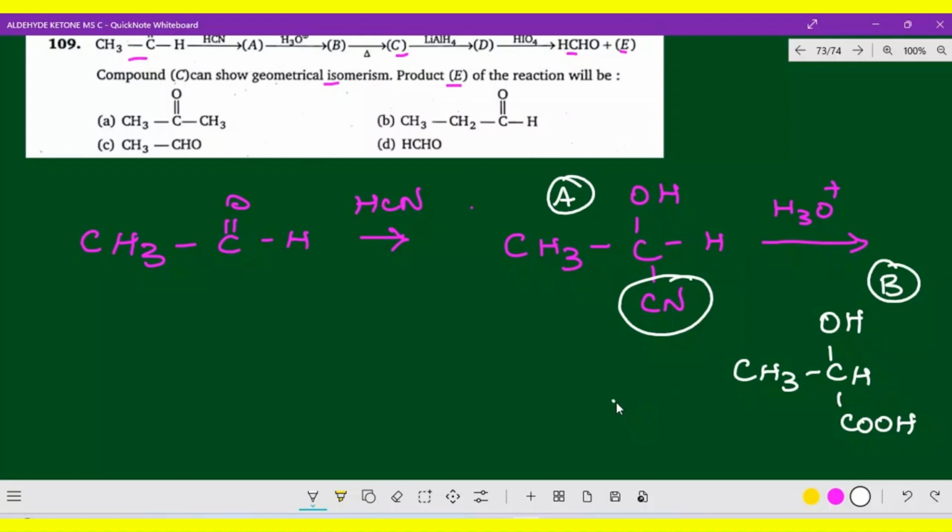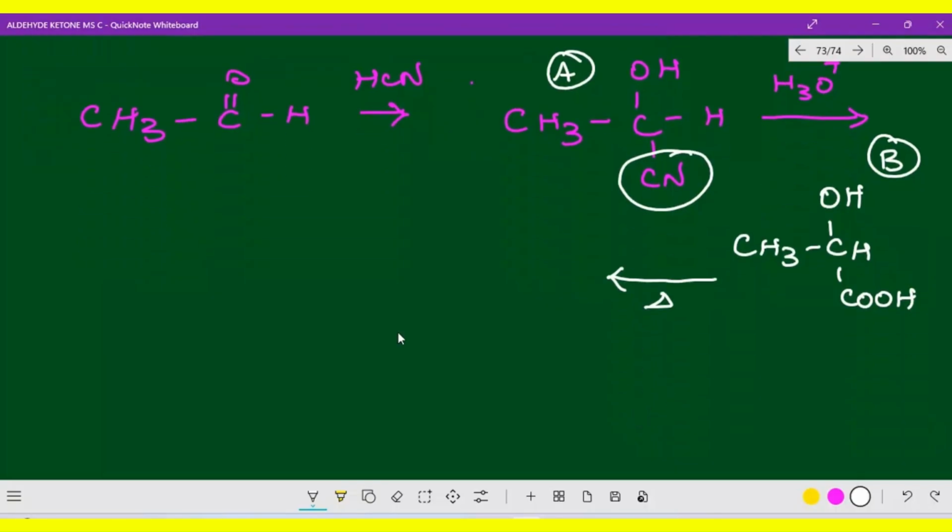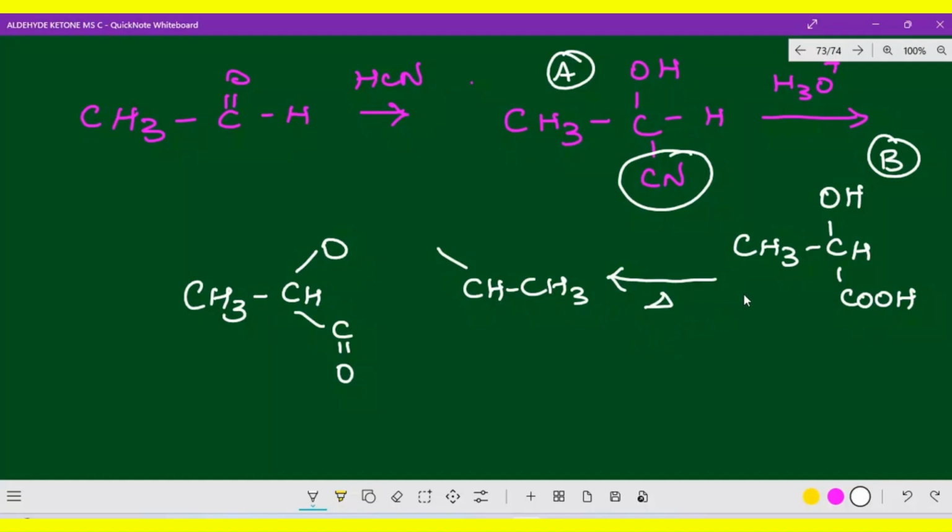Dehydrating. Now you are heating this compound. When you heat that compound, it releases water, right? So two molecules are required for this. For that, I just draw the structural formula: CH3, CH, here O, and here C double bond O. And the same way here, CH3, CH, and here C double bond O. That means two molecules.